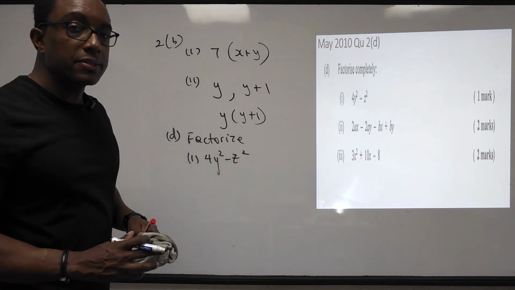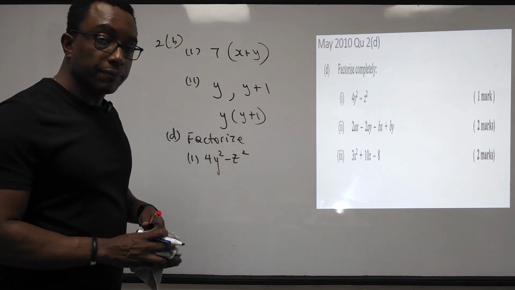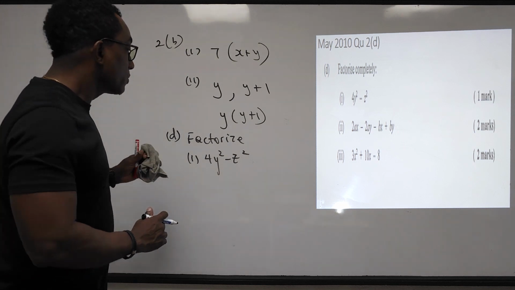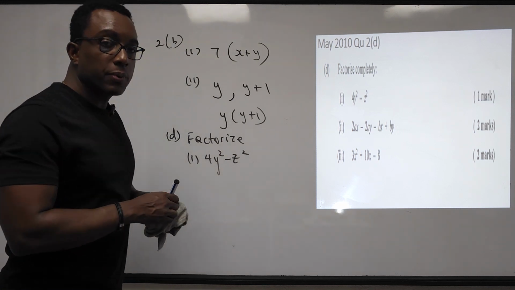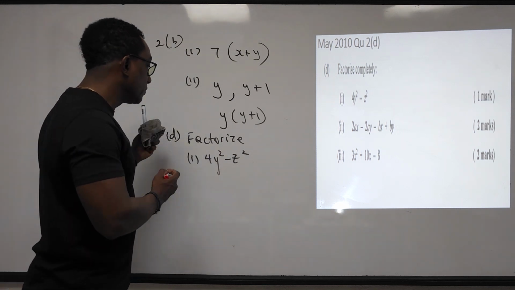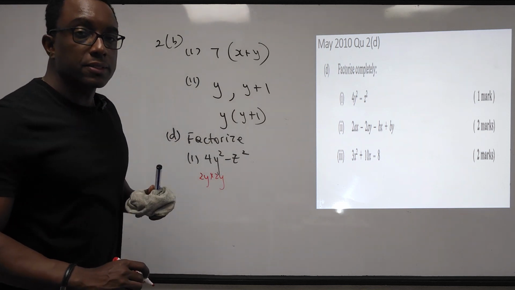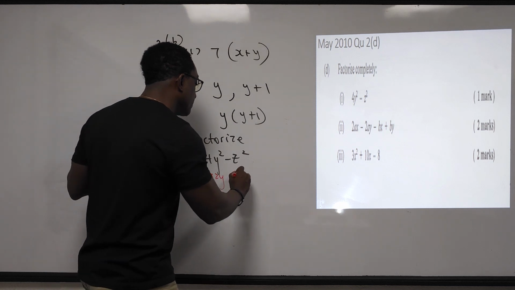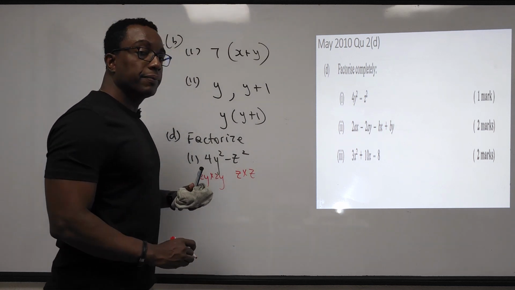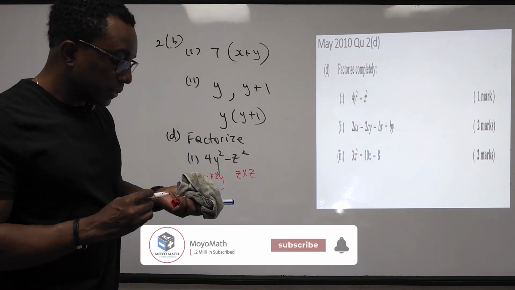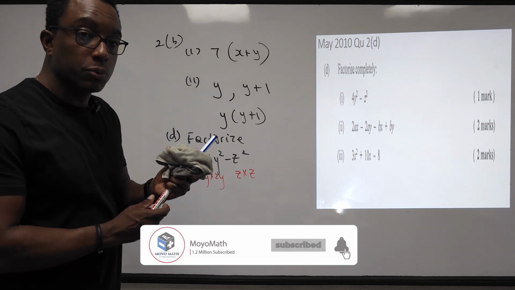So to factorize this, we're using the method of the difference of 2 perfect squares. So this will be 4y squared. The factors of 4y squared will be 2y by 2y. The factors of z squared will be z by z. So we have 2 perfect squares, and the subtraction sign between them represents the difference of 2 perfect squares.